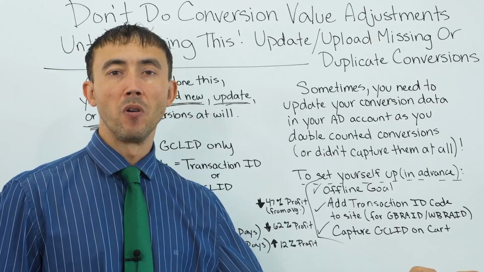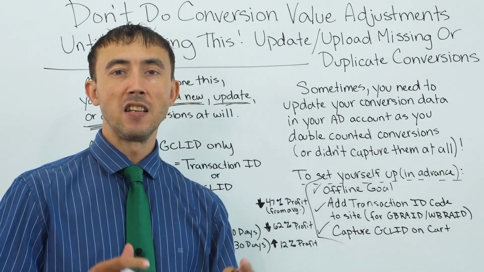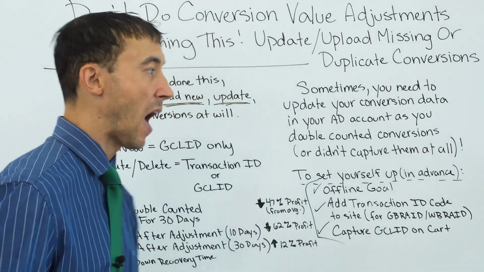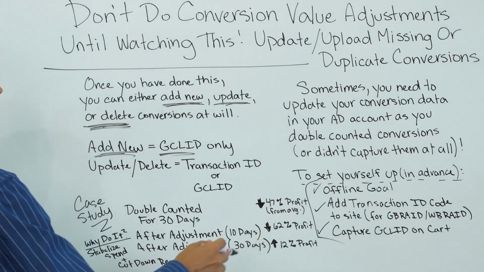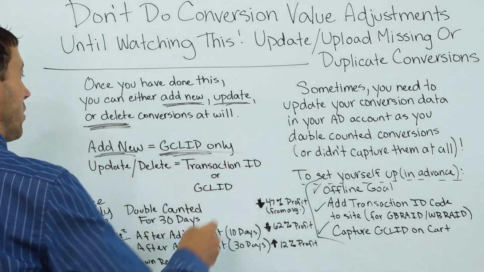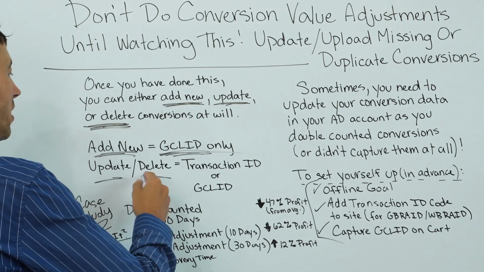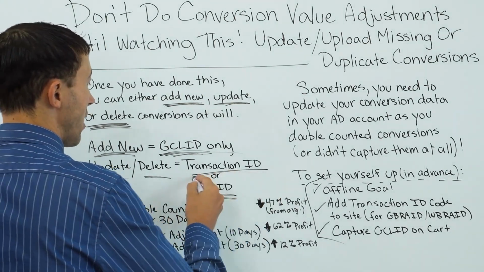And it's really that simple. Just upload it, put it on a spreadsheet, reference that transaction ID or Google Click ID, either or, and you can edit that conversion or outright delete it. Adding a new conversion, again, you're going to use the offline conversion goals and you're going to need the Google Click ID only itself. Now, if you are going to update or delete the conversion, you can use either the Google Click ID or the transaction ID.